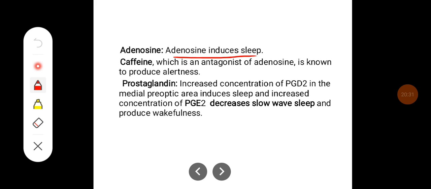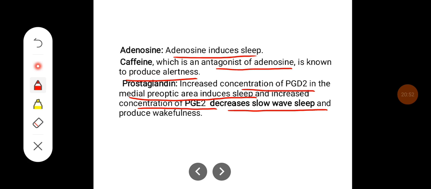Adenosine induces sleep, whereas caffeine, which is antagonist of adenosine, is known to produce alertness. Increased prostaglandin concentration, that is PGD2, in the medial preoptic area induces sleep, and increased concentration of PGE2 decreases slow wave sleep and produces wakefulness.